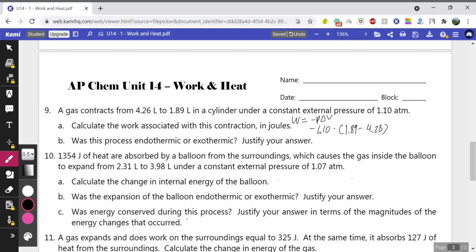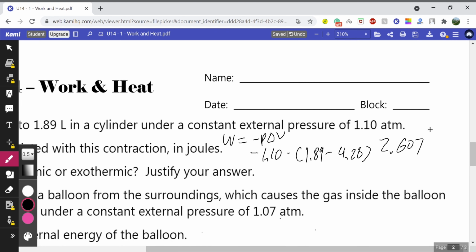Negative 1.10 times 1.89 minus 4.26. And the answer is 2.607. Now, what are the units? This is atmospheres and this is liters. So our unit is atmosphere times liter, but we want it in joules.